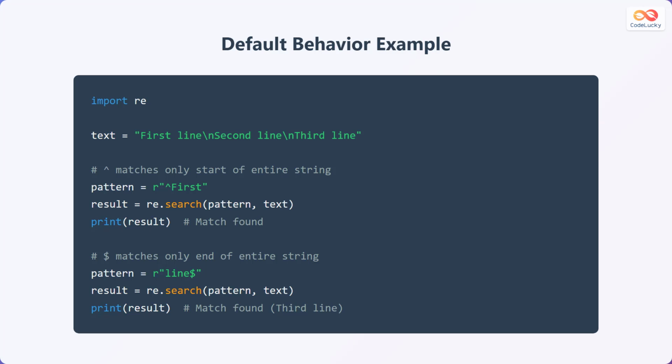When we search for this pattern in the text, a match is found because first is at the beginning of the string. Next, we use the dollar sign in the pattern r'line$' to match the end of the entire string. This matches line only at the very end of the entire string. In this case, it finds a match with third line, which is the last line.